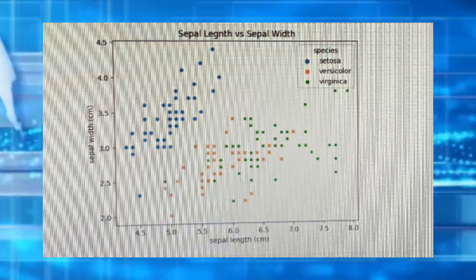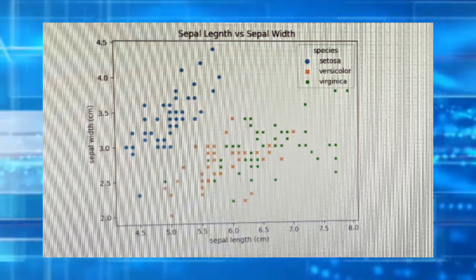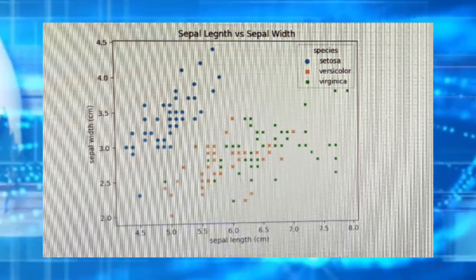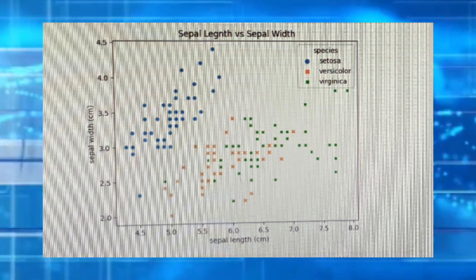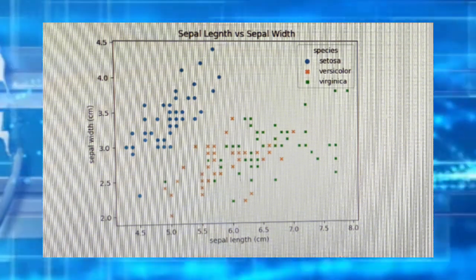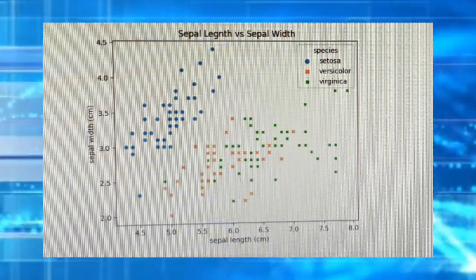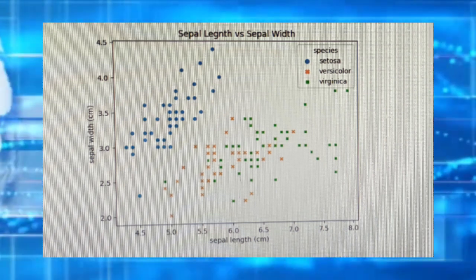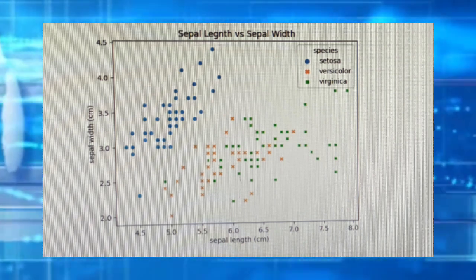Setosa, likely represented by blue circles. Versicolor, likely represented by orange crosses. Virginica, likely represented by green squares. By examining the plot, one can visually assess if there's a correlation between sepal length and sepal width and whether the different species cluster separately in this feature space. The plot helps to understand how these 2 features can be used to distinguish between the different iris species.